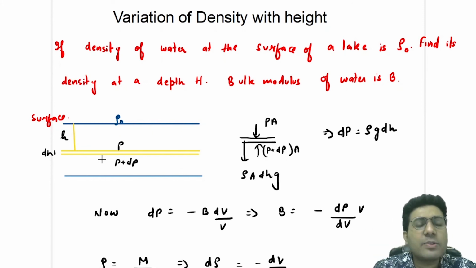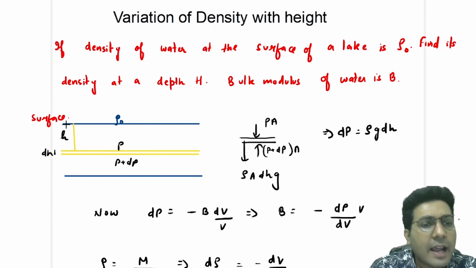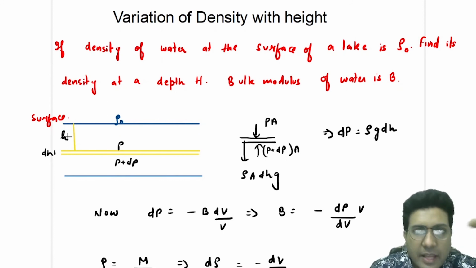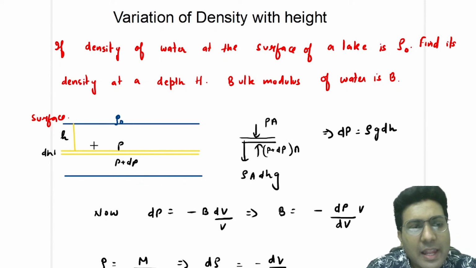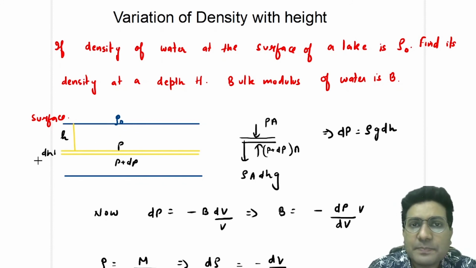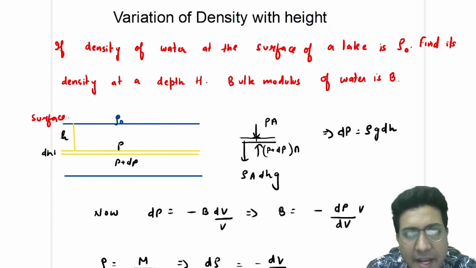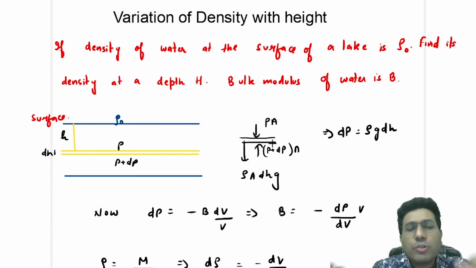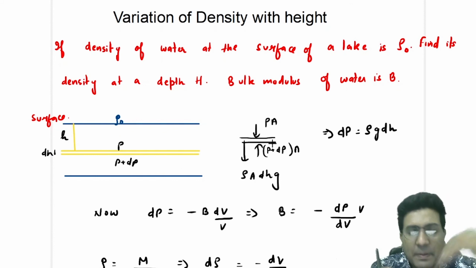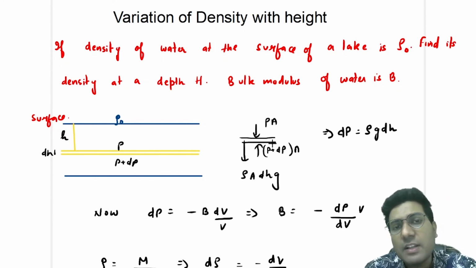So what we will do here is, at a depth h, we will take a small element of width dh. Let the pressure here be P and the pressure here be P plus dP. If you draw the FBD of this element, then you know that force due to pressure is always perpendicular to the surface and it is always compressive.